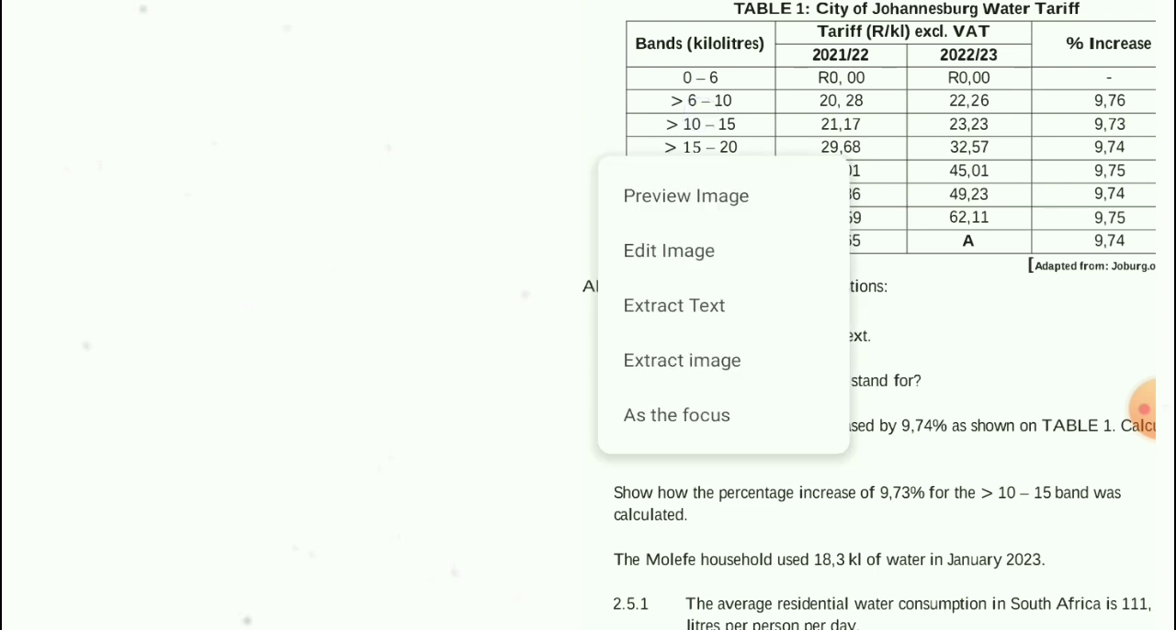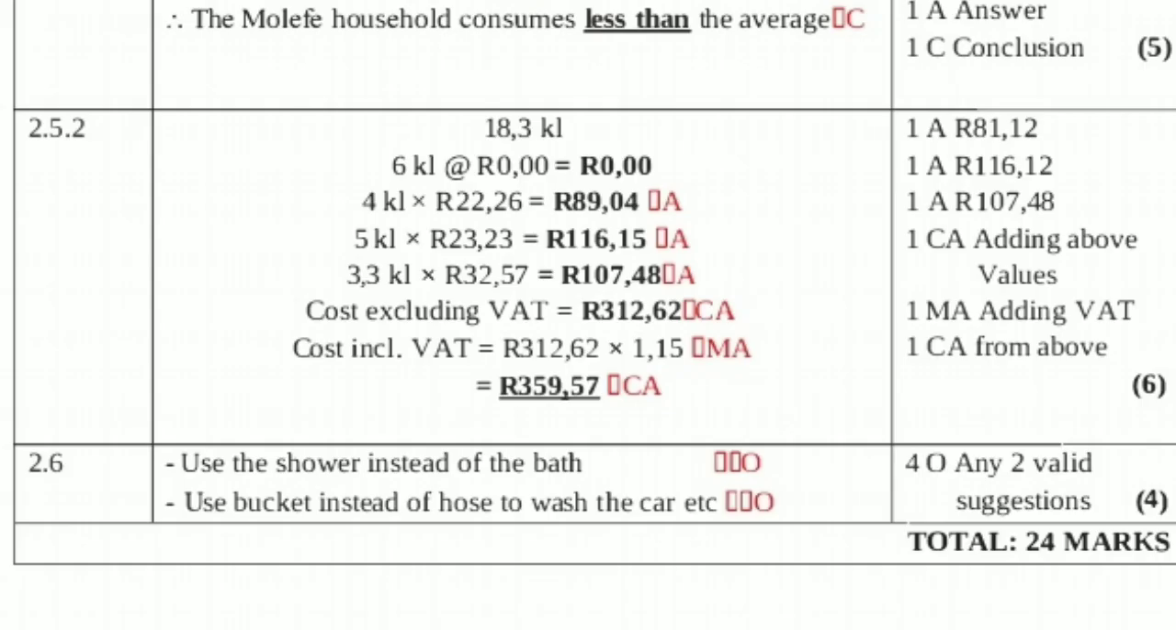Then we are going to another one. Look at the screen. I want to do everything on the screen, then I will show you on the table. We're going to say 5 kiloliters multiplied by 23.23, which is 116.15. Where do we get the 5 kiloliters? We simply say 10 minus 15, then we get the 5 kiloliters. Then the last one is 3.3 kiloliters multiplied by 32.57, which equals 107.48.